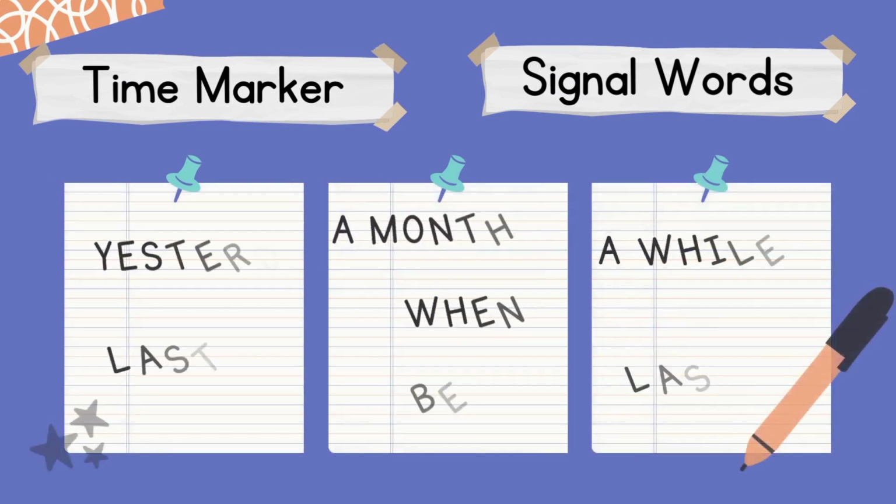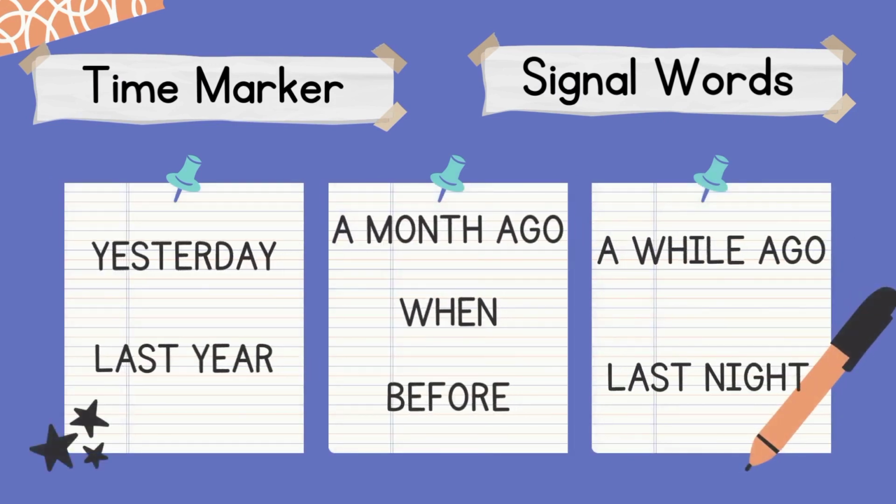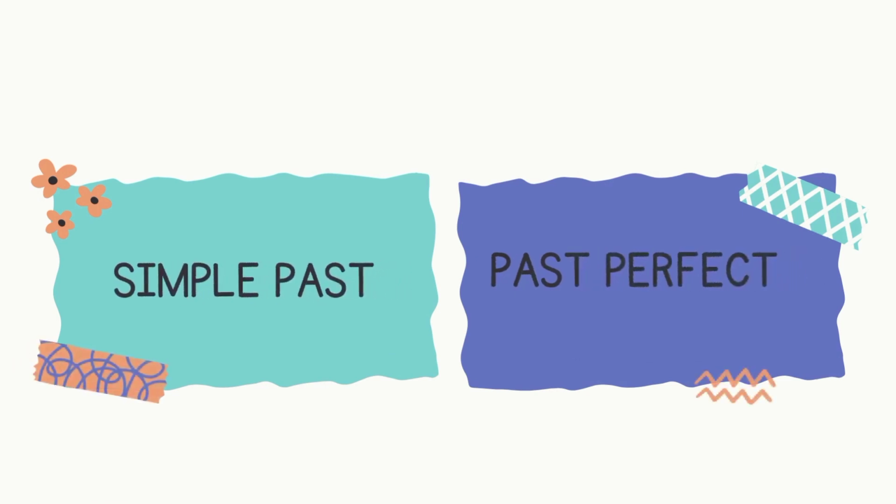Time markers can help you understand and determine that an action has happened in the past. These are also called signal words. Here are a few examples used in the simple past tense. Example: yesterday, last year, a month ago, when, before, a while ago, and last night. We are done with the simple past tense.